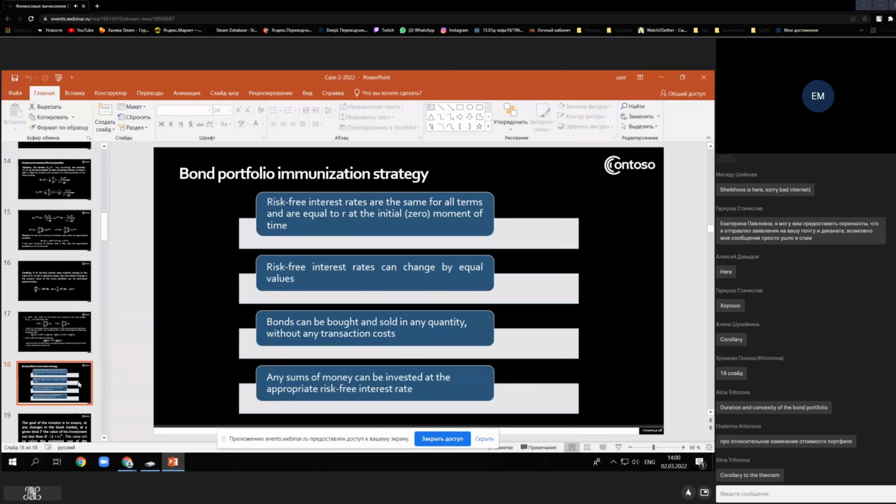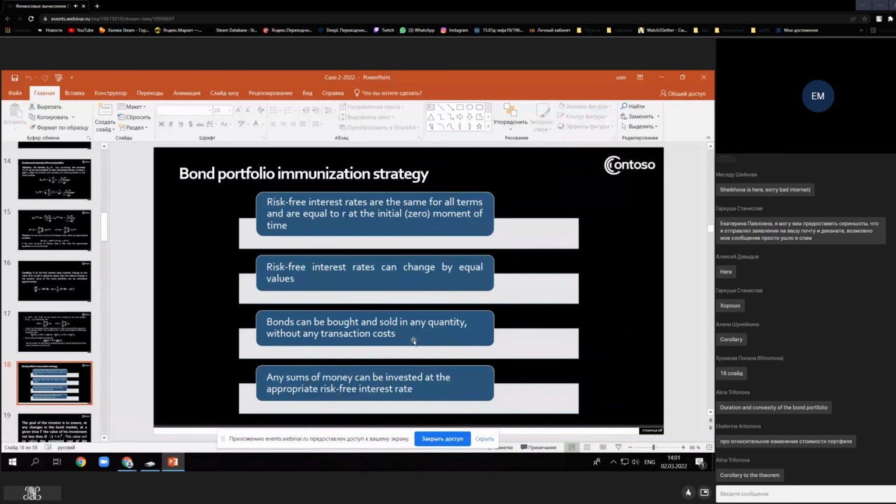Okay, and now let's move to the bond immunization strategy. Here we have 4 assumptions. We are assuming that all the risk-free rates are equal at the initial moment of time for all the terms. Actually, it means that the term structure is flat at the initial moment of time. We're also assuming the term structure can change, but the step will be the same for all the rates. Doesn't matter which term we take into consideration.